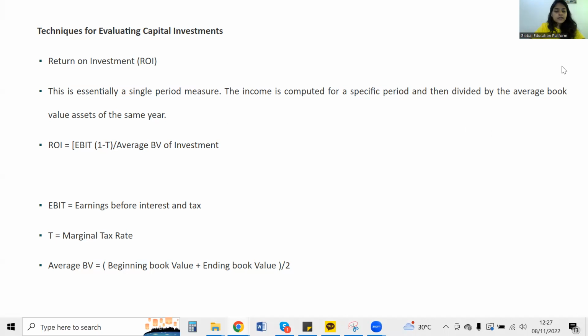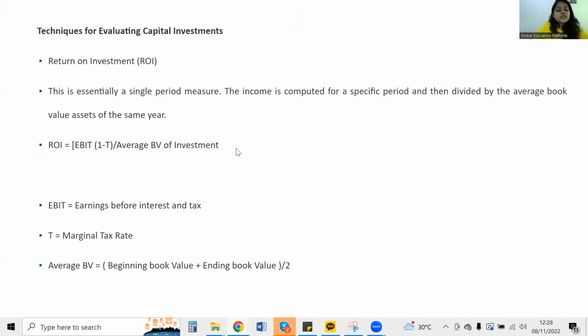Right, so let's look at this. Return on investment. This is essentially a single period measure. The income is computed for a specific period and then divided by the average book value of assets of the same year. So these are basically the calculations. These are definitions. However, you need to be careful in understanding the calculations, the formulas, because these are something that should be calculated and applied upon.